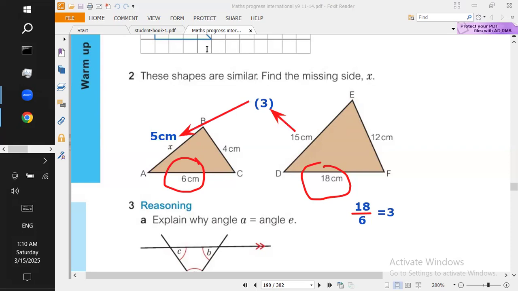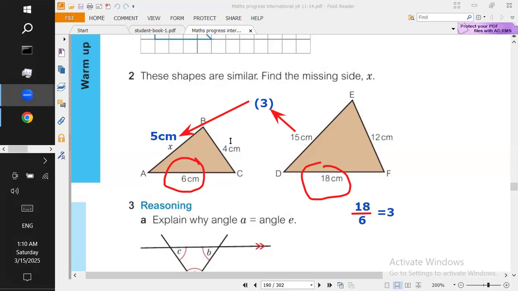So all of the triangles will have the same idea. Just focus on the shape. If you're trying to find a bigger one, you multiply by the scale. If you're trying to find a smaller one, you just divide by the scale. Now, let's move on to the next question.